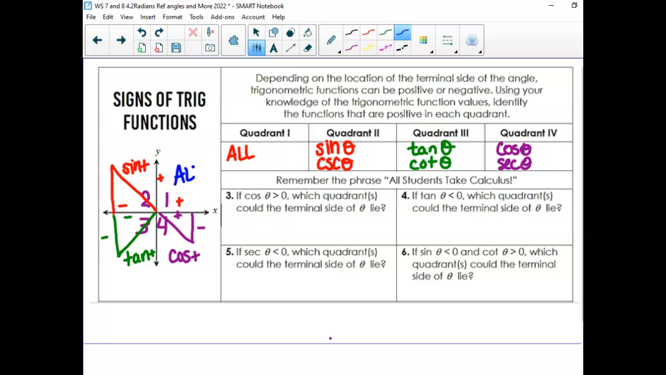Okay, back up a minute. These were all positive. So the phrase that teachers use to remember this is all students take calculus. Not true, but it's amusing for math teachers.